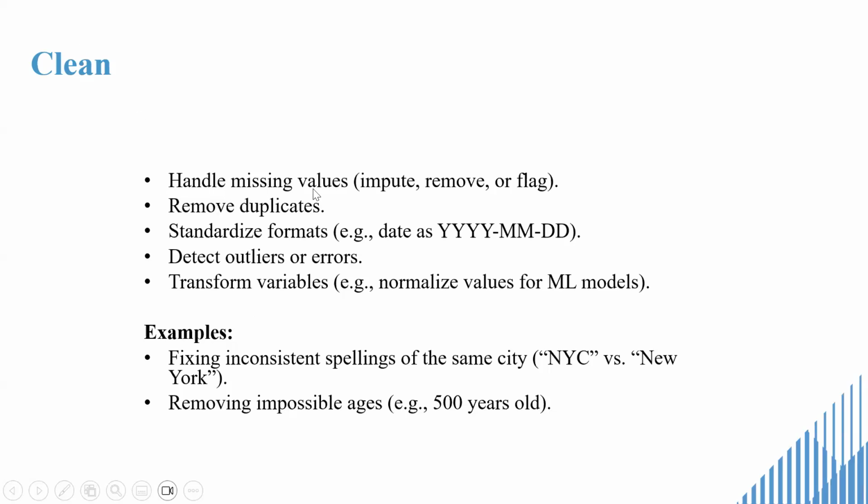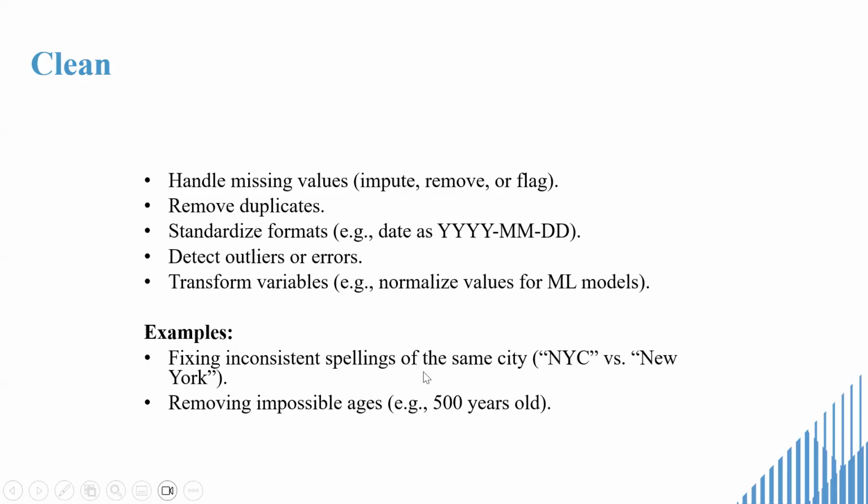Cleaning is like handling missing values: impute, remove, or flag. Like missing values, there might be some people who have not answered. So how will you deal with this? You should check it and remove duplicates. Maybe some people have answered twice in the Google Sheet or something. And standard formats like year, month, and day. Detect outliers and errors. Transform variables, normalize values for machine learning models, which you will see in the end.